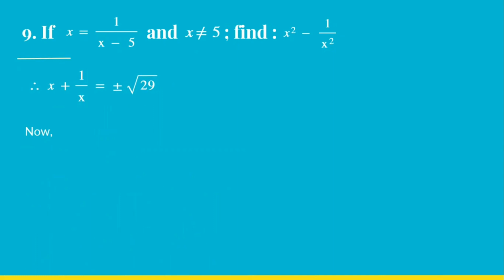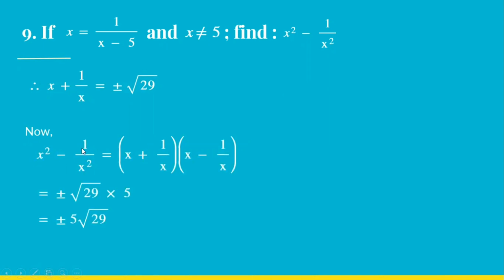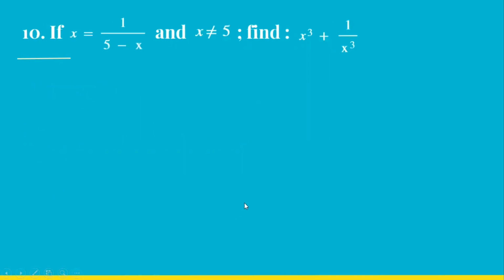Now we got the value of x plus 1 upon x. We are asked to find the value of x square minus 1 upon x square. We have an identity: a square minus b square is equal to a plus b into a minus b. So x square minus 1 upon x square is x plus 1 upon x into x minus 1 upon x. X plus 1 upon x is plus or minus root 29 and x minus 1 upon x was 5. So the value of x square minus 1 upon x square is plus or minus 5 root 29.